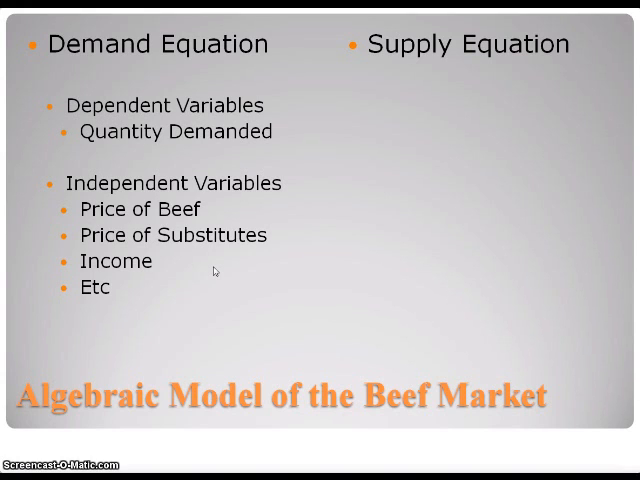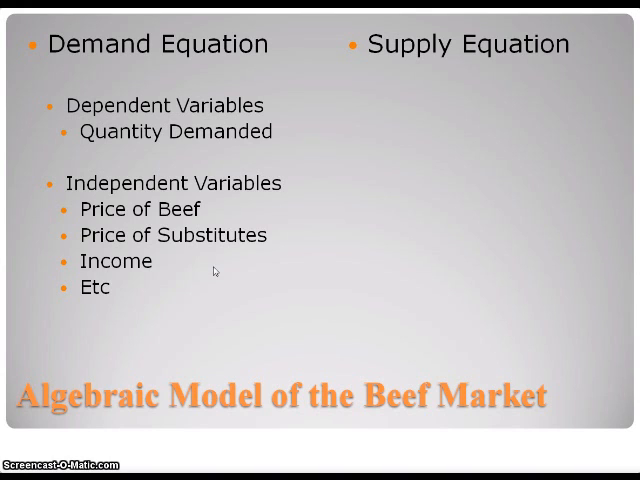The first one is what we would call the dependent variable, which is the quantity demanded of beef itself. The other variables we would classify as independent variables. The first being the price of beef. The second being the price of any substitute goods for beef. Third would be income. And finally, we could specify any other variables that are specific to the demand for beef.